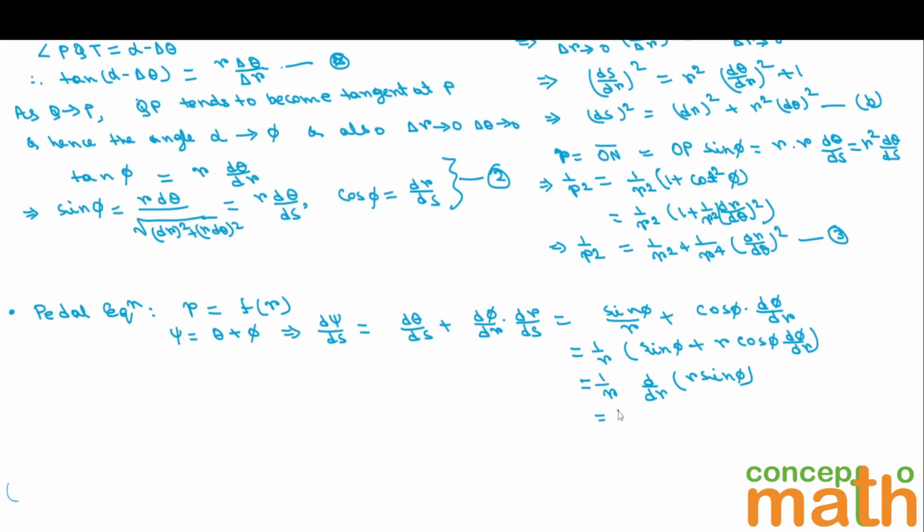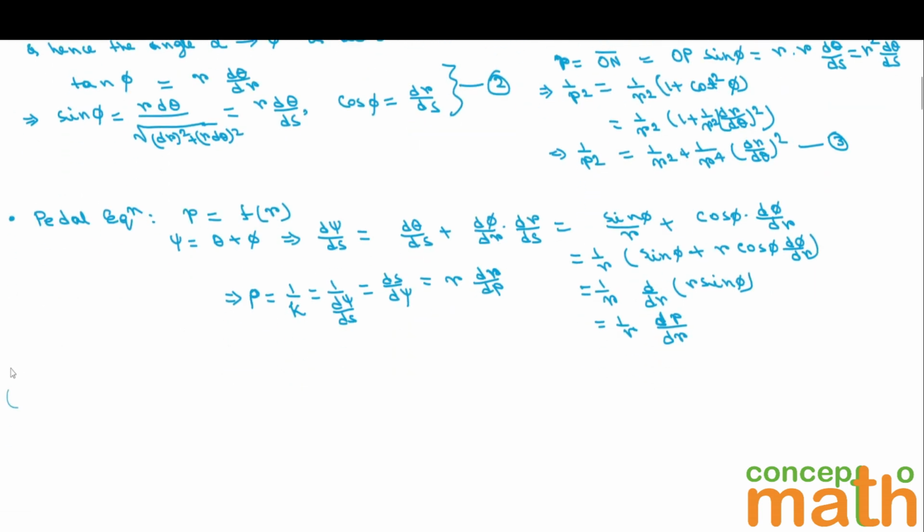But if we recall, r sin phi was nothing but p, so that means 1 by r dp dr. So this is the value of curvature, because curvature was d psi ds, so rho, which is 1 by curvature, that means 1 by d psi ds, or we can directly write this as ds d psi, this will be r dr dp. So see how using those building blocks we found out the radius of curvature rho for the pedal equation.